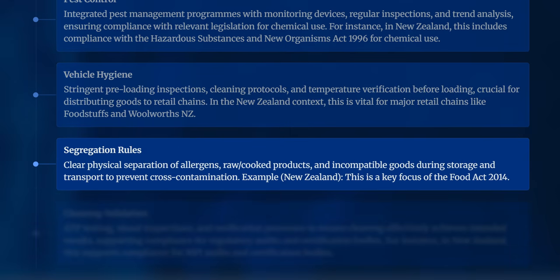And then we have segregation rules, which are also very critical. Clear physical segregation of all allergens, between raw and cooked products, and incompatible goods during storage and transport, to prevent cross-contamination.